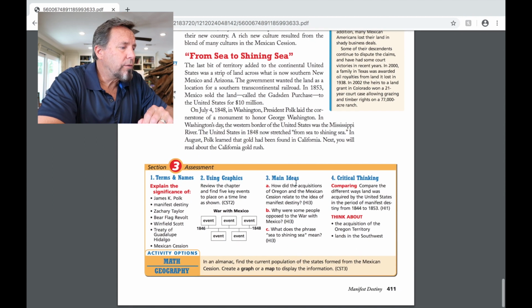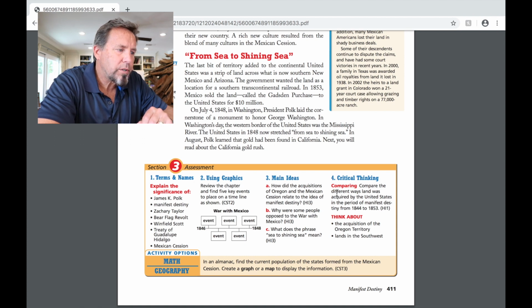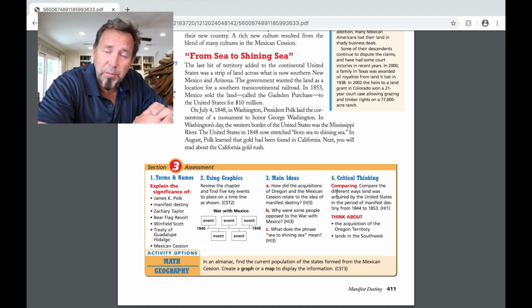So at the very end of this page, you get to the terms and names and the using graphics. And once again, you don't have to do the using graphics because we're going to do it together. And you have to explain the significance of, looks like 7 terms, 3 main ideas, and hopefully you're brave enough to try the critical thinking. So hopefully you've had a chance to do all that, and now we're going to take a moment and go over all of the terms and names, have you add the using graphics, because that's my evidence that you watched this video, and then go over the main idea questions and the critical thinking questions.